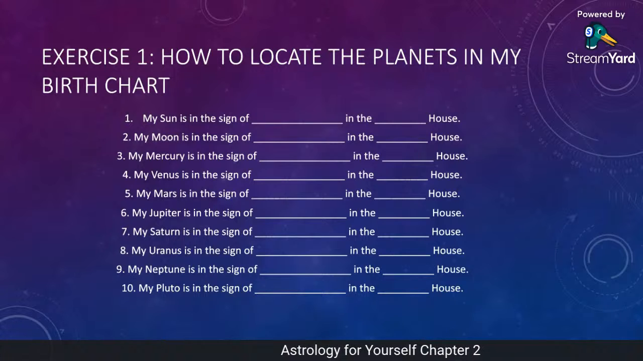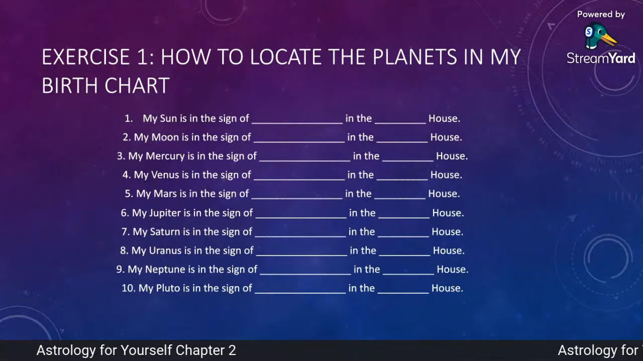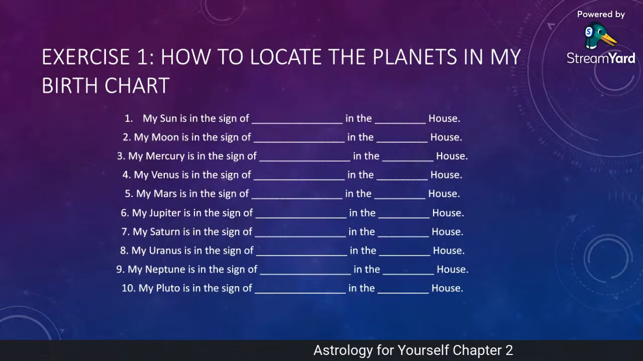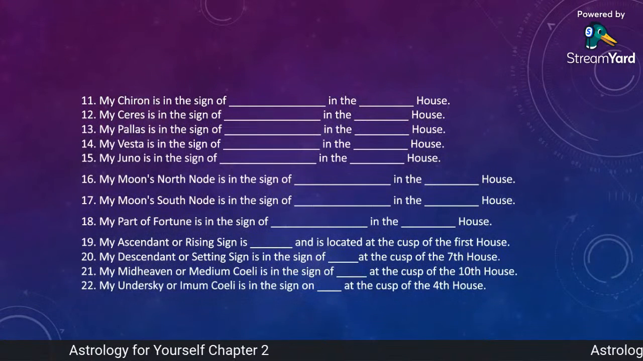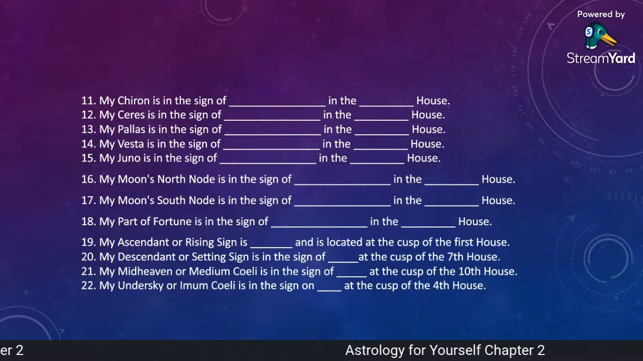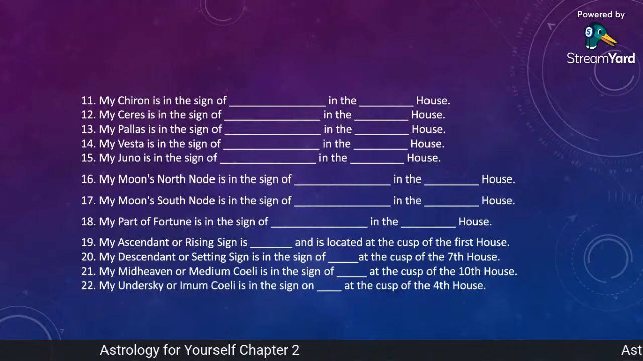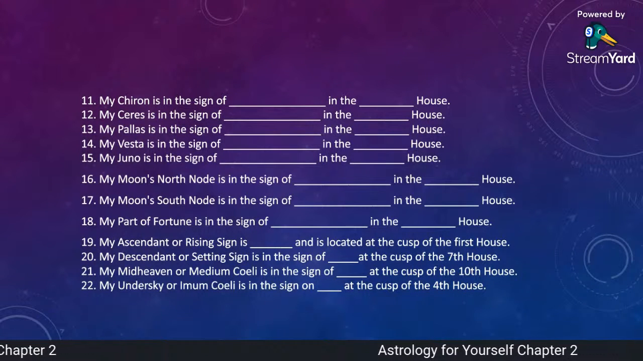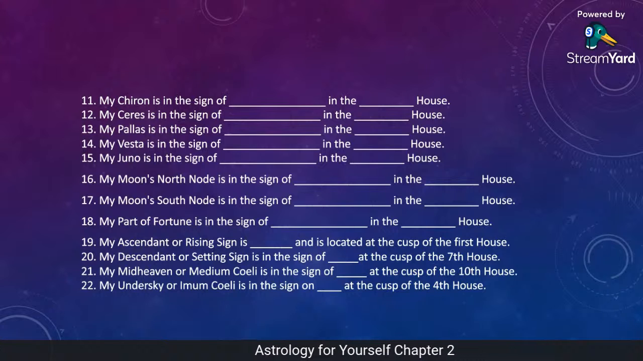18. My part of fortune is in the sign of Taurus in the 2nd house. And 19. My ascendant is Pisces and is located at the cusp of the 1st house. 20. My descendant is in the sign of Virgo at the cusp of the 7th house. 21. My midheaven is in the sign of Capricorn at the cusp of the 10th house. And 22, my undersky is in the sign of Cancer at the cusp of the 4th house.